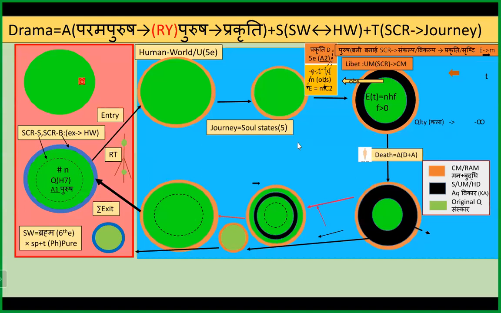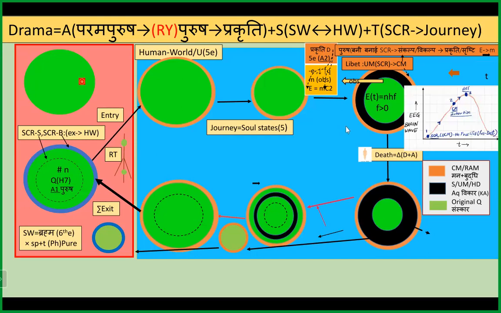justifications we will see. There is the Libet experiment, which shows that everything starts from the unconscious mind or script, then the conscious mind, and then there is action. So this proves that actually there is no free will, everything is predetermined, and this is shown by the EEG or brain wave.